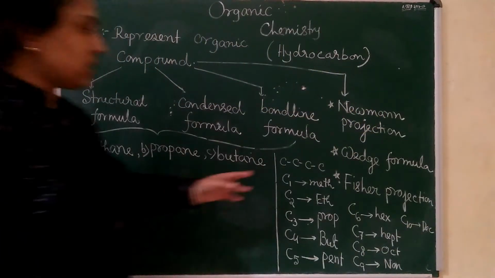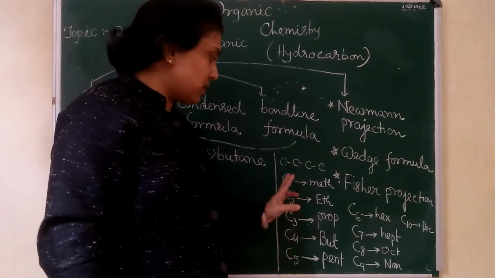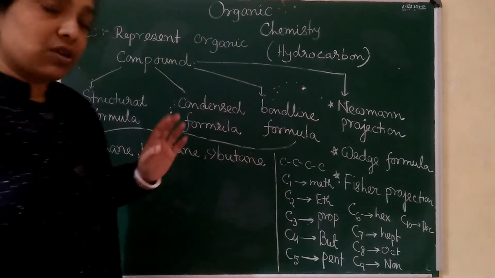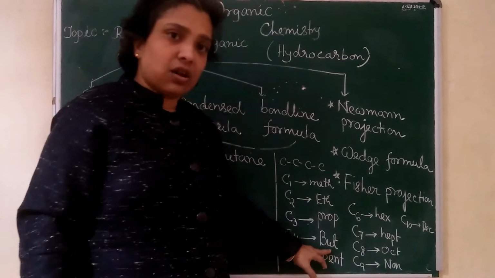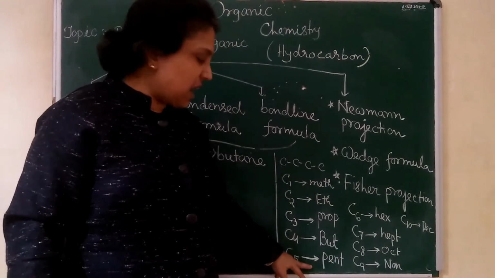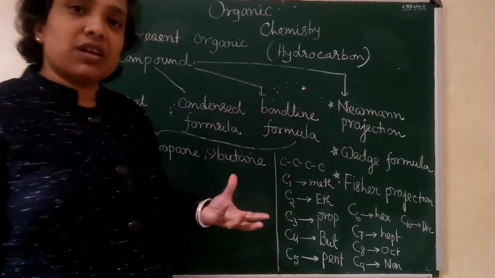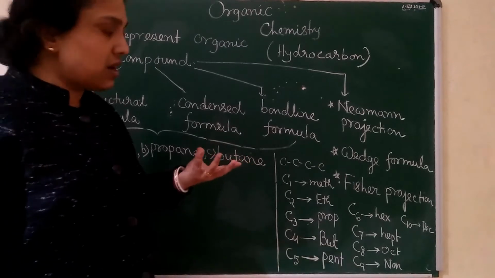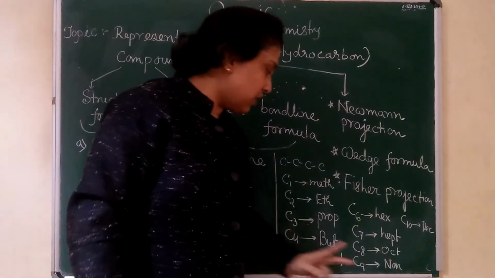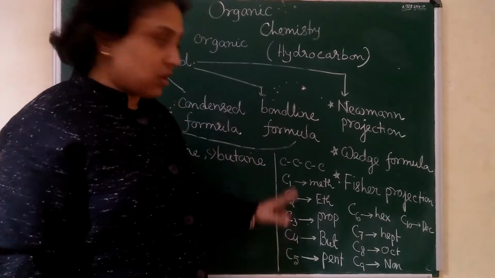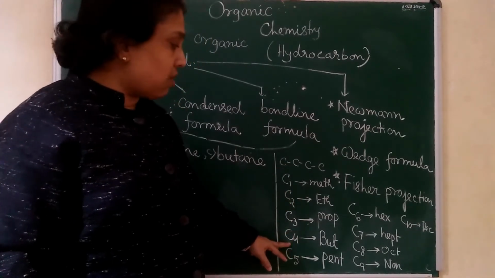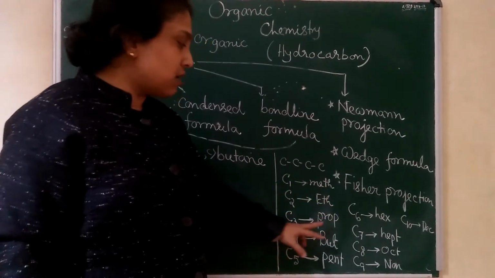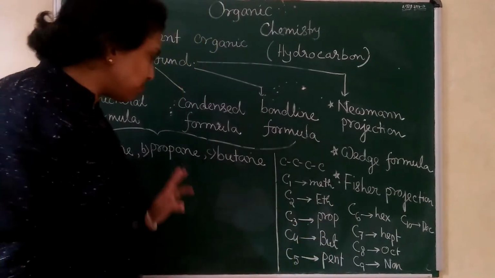Now these are the roots. If it is 1 carbon, meth, eth, prop, but. This way you have to remember. Only these are different. The others, pent, hex, hept, relate to geometrical shapes like pentagon and hexagon that you have studied in mathematics. Only the starting 4 carbon chain names you have to remember: 1 carbon, meth; 2 carbon, eth; 3 carbon, prop; 4 carbon, but.